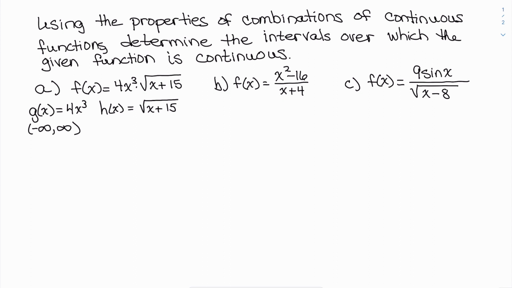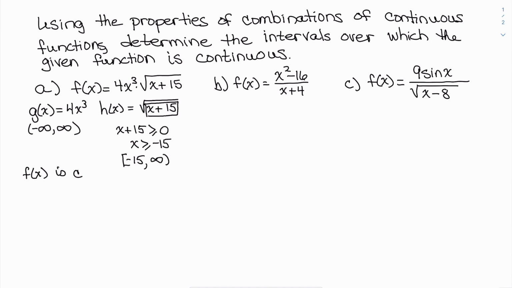So whatever they're taking the square root of in this case has to be greater than or equal to 0. So for h of x, this x plus 15 has to be greater than or equal to 0. And then subtracting 15 from both sides, I get x is greater than or equal to negative 15. The interval notation for that includes the negative 15, so we're going to have the bracket, and the x's that are greater than or equal to that are to the right of it, so off to infinity.